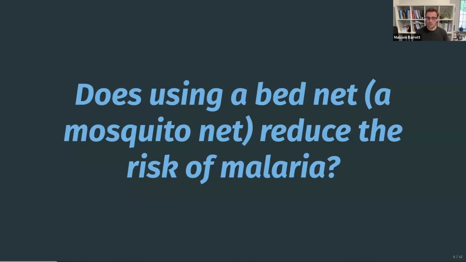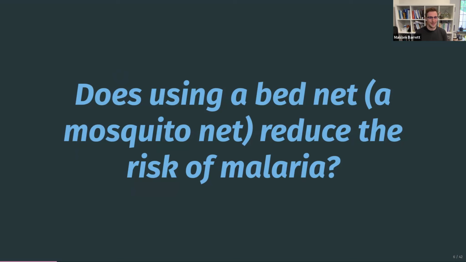So this tutorial comes from chapter 2 of our book, which covers this in a little bit more detail. And we're going to look at a research question about bed nets, which is to say the type of netting that sometimes people sleep in to keep out insects like mosquitoes, and the risk of malaria.